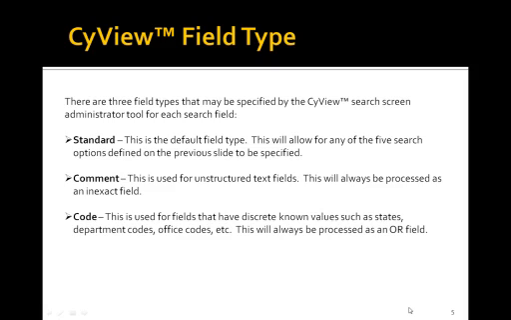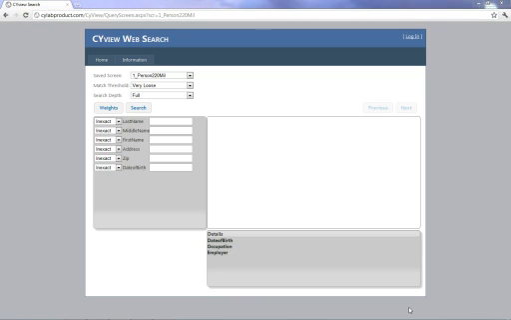Now, let's take a look at these field types in action. We're going to select a different screen for this example. Select the 3-person 60 mil comment screen. Once this has been done, it can be noted that the comment field has the search option set to inexact and is not able to be changed.